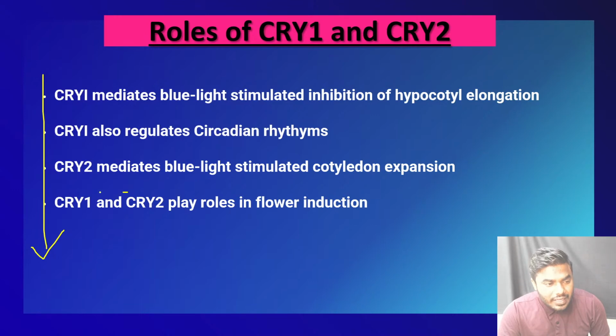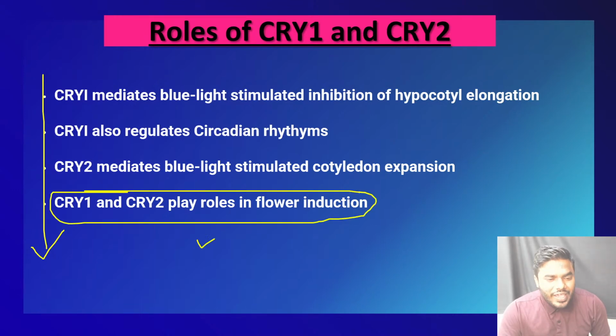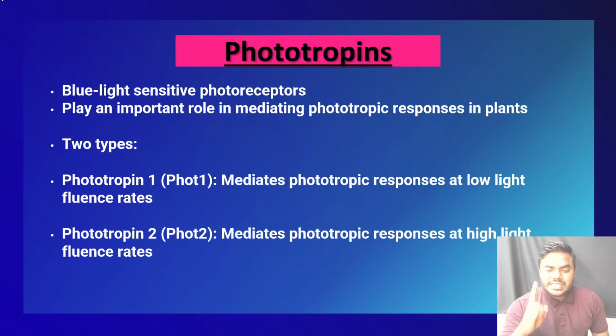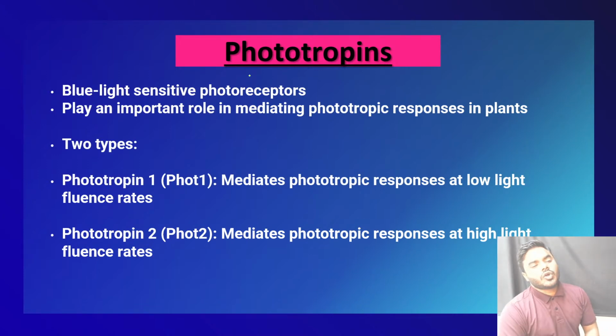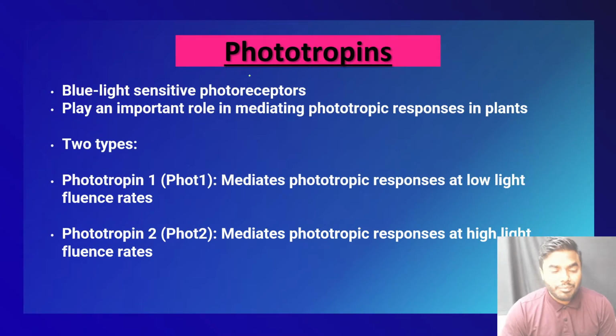Always remember that. So Cry1 and Cry2 together are involved in flower induction. This is the second pigment. So we read about the phytochrome, we read about the cryptochrome. Then what is the last one, friends? The last one is the phototropin. This is the most important one.